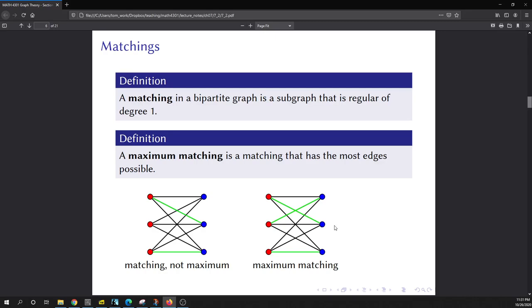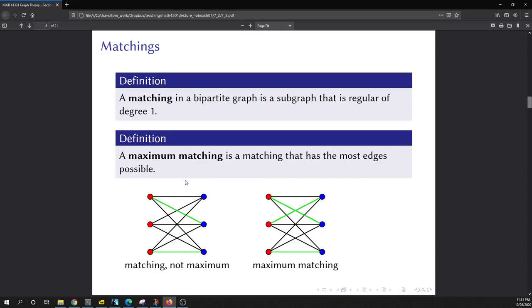All right, what we want to talk about are matchings. So a matching in a bipartite graph is a subgraph that is regular of degree one, right? So all of the vertices have degree one. Okay, and then a maximum matching is a matching that has the most edges possible in there.